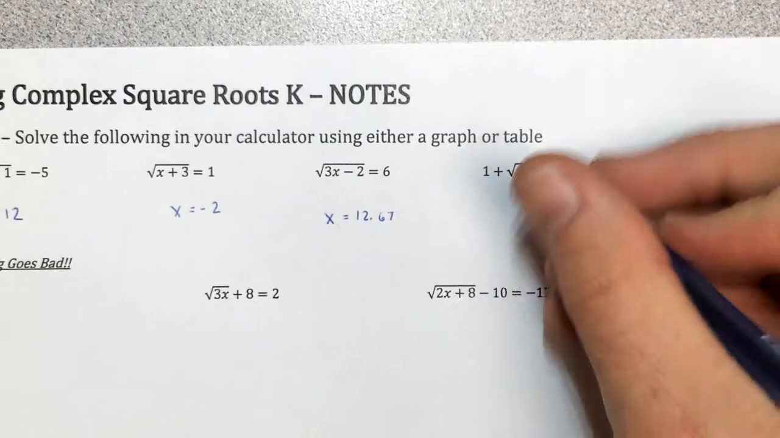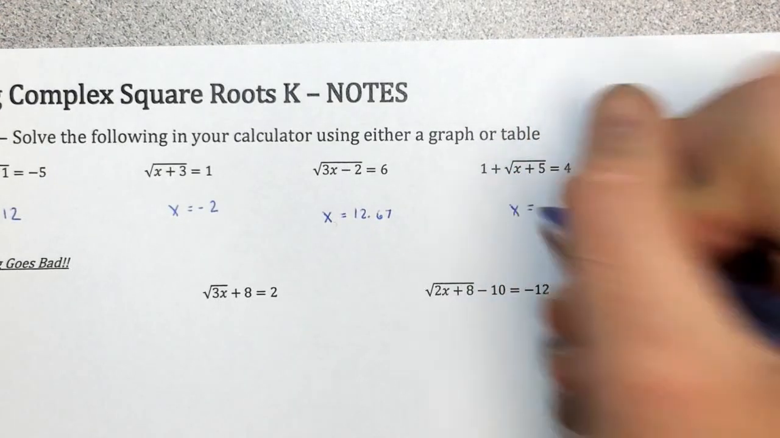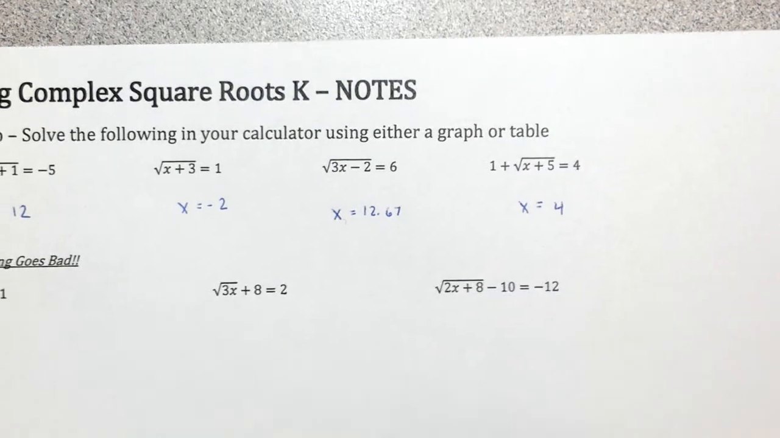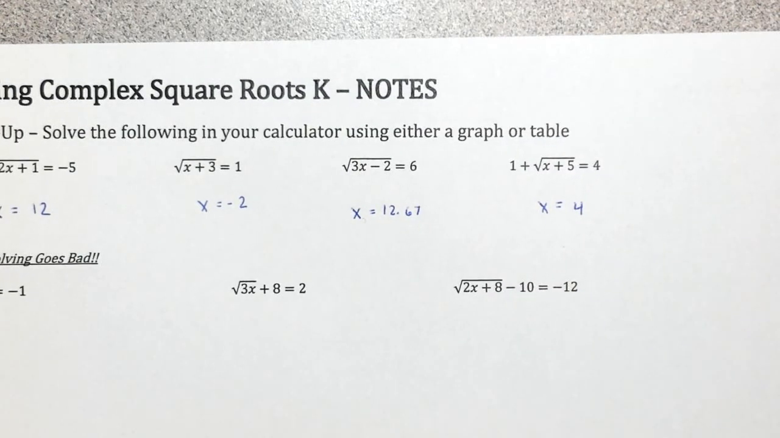And then finally, this last one, what'd you get? 4. So, these equations, all we did on Friday was solve these. If I don't specifically say, hey, solve them algebraically, then take the easy way out. Just y1, y2, figure out what the number is, and go from there.